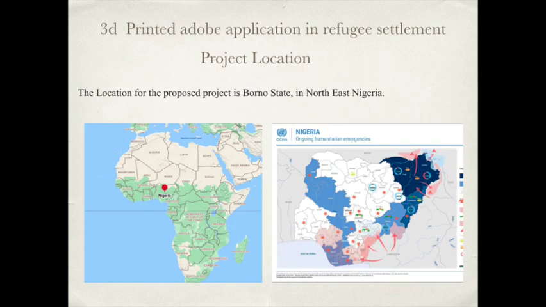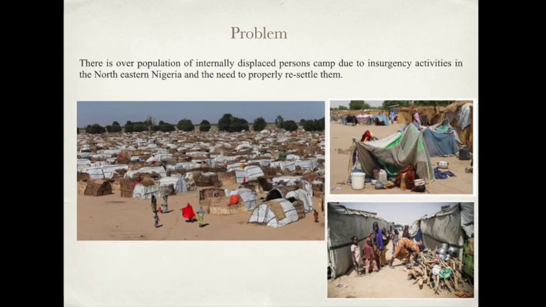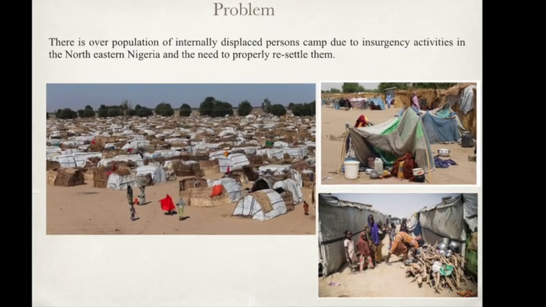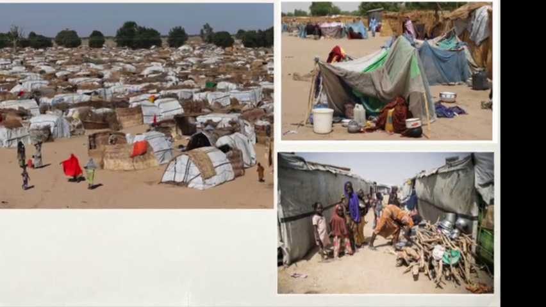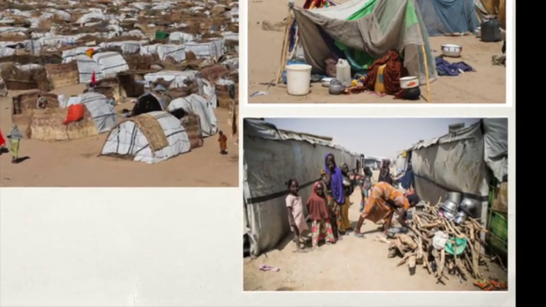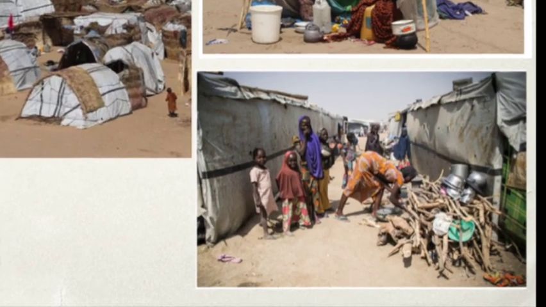We now look at the 3D printed Adobe application in refugee settlements. My project location is in Nigeria, which is in West Africa, and the project site is proposed to be situated in Borno State in northeast Nigeria. The region is facing a severe humanitarian crisis because there is an overpopulation of internally displaced persons due to insurgency activities in the northeast area and the need to properly resettle them.